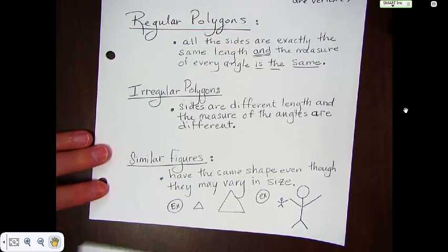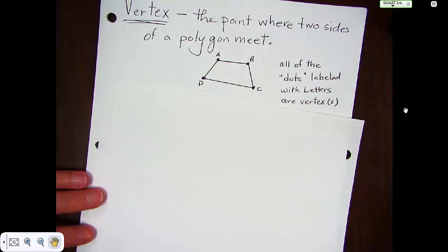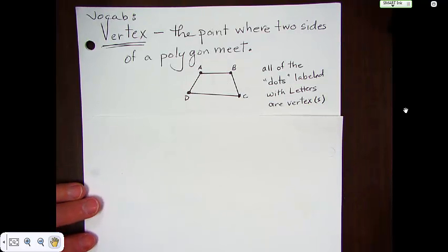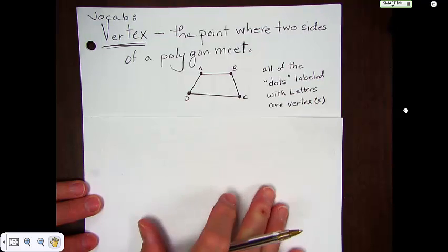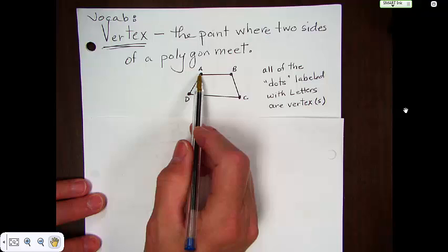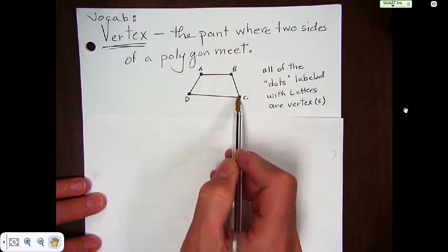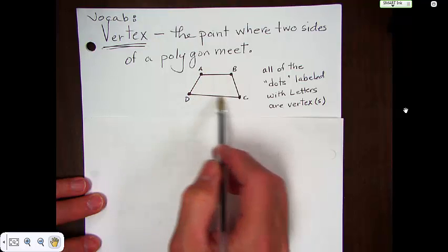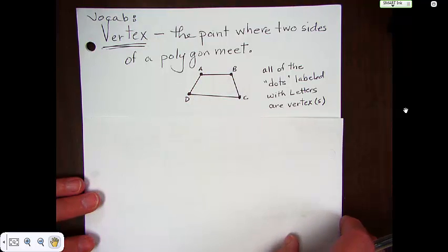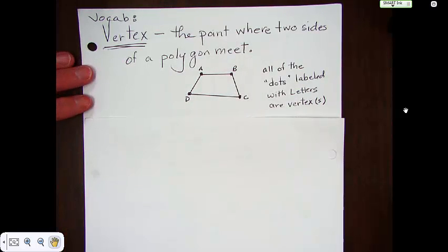Okay, talking about a little more vocabulary when it comes to polygons. We have vertexes. The vertex is the place where two sides meet. These right here labeled with the dots, those are all places where sides meet, and those are all vertexes. So vertex is the point where two sides of a polygon meet.